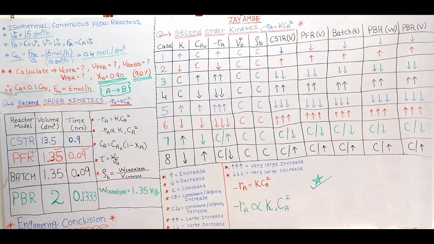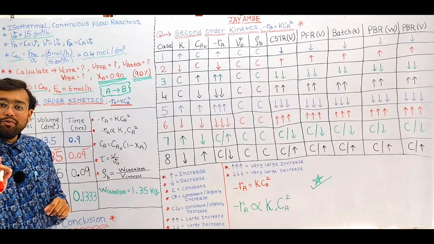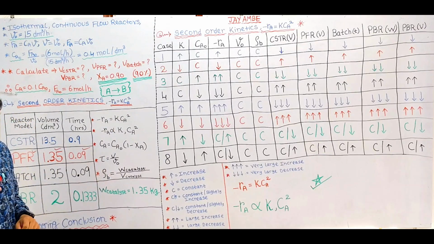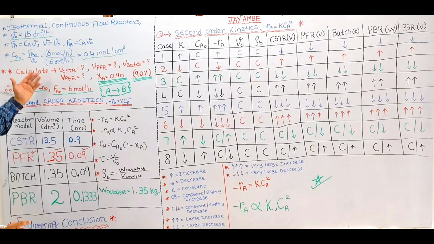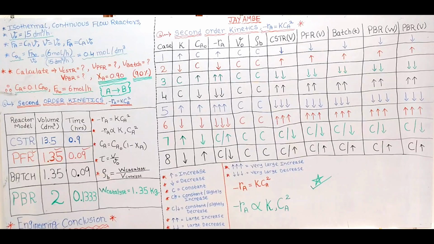So here we have understood the engineering conclusion for the industrial reactor design, where the reaction follows second order reaction kinetics with the given rate law minus RA is equal to K C squared, right? I hope you have understood. So I request you to please make all the notes. I hope you have made the notes, right?